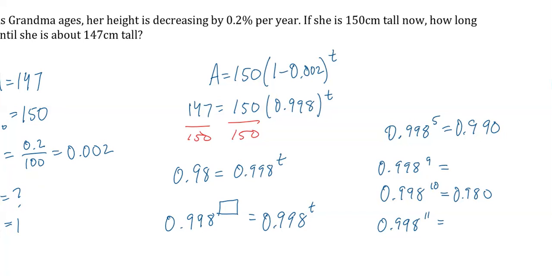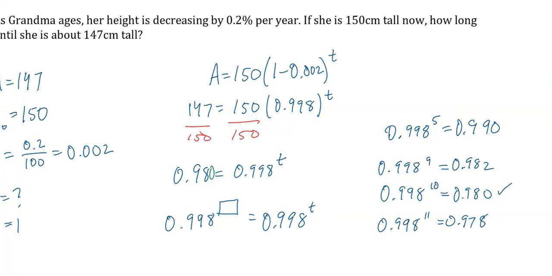So 0.998 to the 9 is 0.982. And to the 11 is 0.978. So definitely that one's the closest. If you do it to the 6, it's 0.988. Right. But we want it to be 0.98. This is like 0.980 kind of thing, right? That's what we want it to equal.